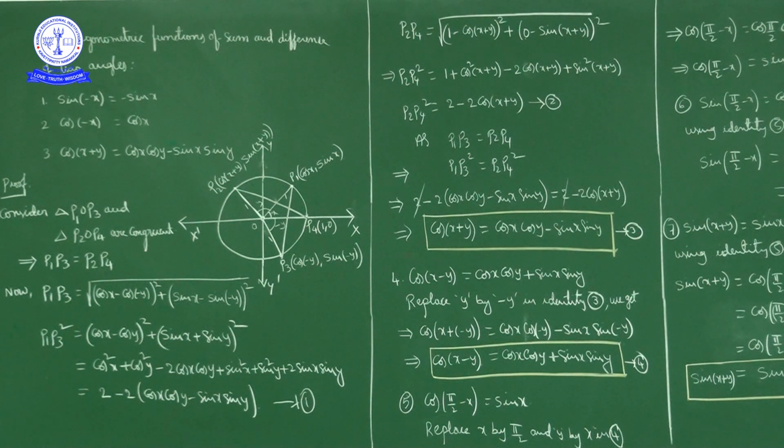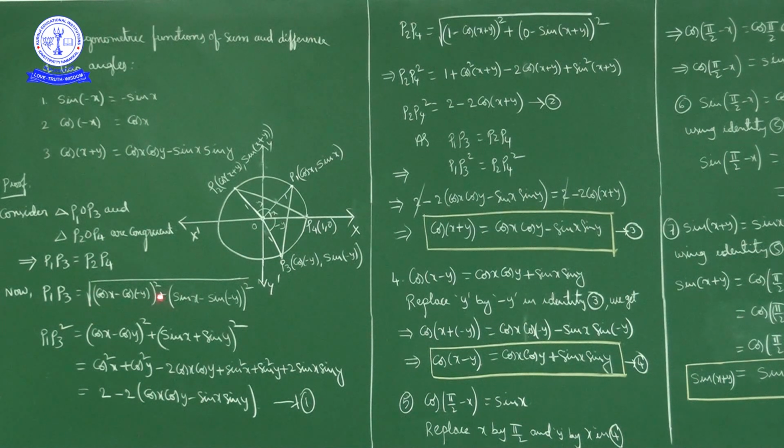Now we'll calculate the P1P3 distance. The distance between points (x1, y1) and (x2, y2) is the square root of (x1 minus x2) whole square plus (y1 minus y2) whole square. Using that formula, P1P3 is equal to the square root of (cos x minus cos of minus y) whole square plus (sin x minus sin of minus y) whole square. P1P3 is this one.